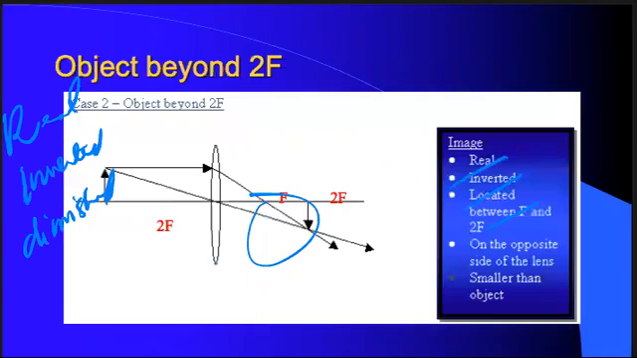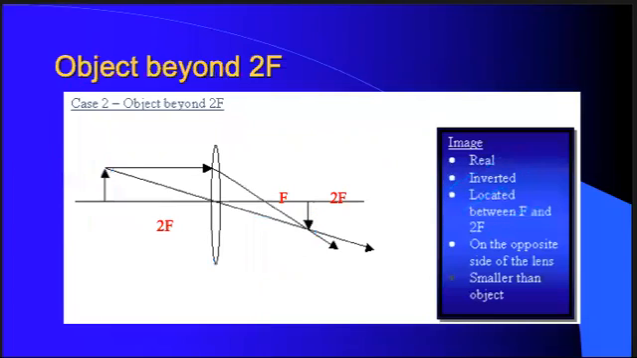Now, the second case. What do you see? Again, the ray passes through the vertex, then a line parallel to the axis passes through the focal point. Where the two lines intersect is where the image is produced. This condition means the object is beyond 2F, farther away than the center of curvature, 2F. The image is what? Real, inverted, and diminished.